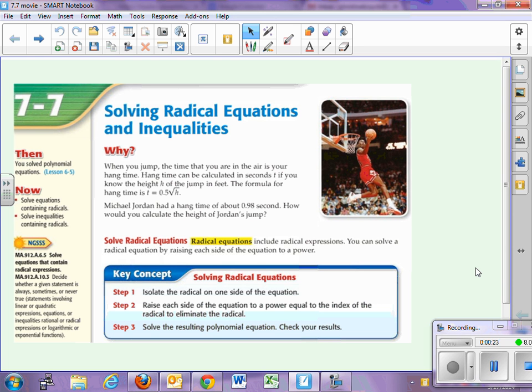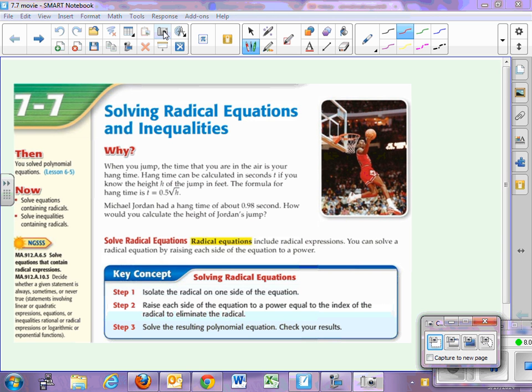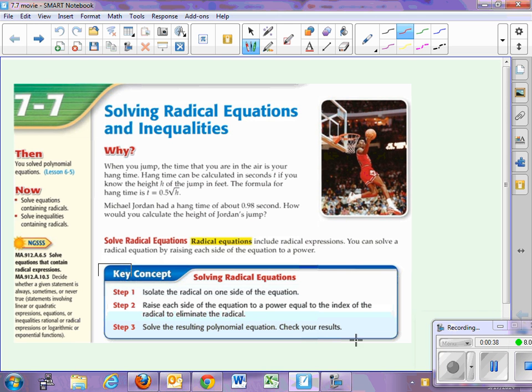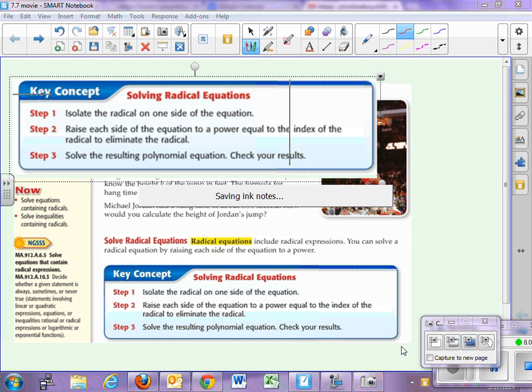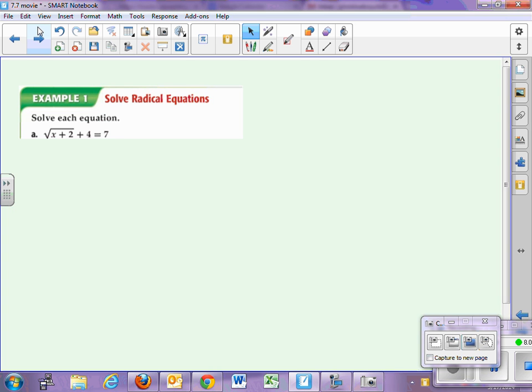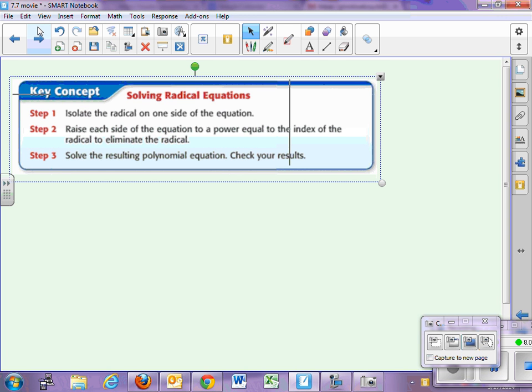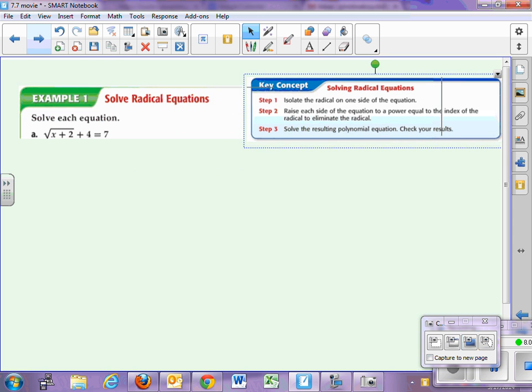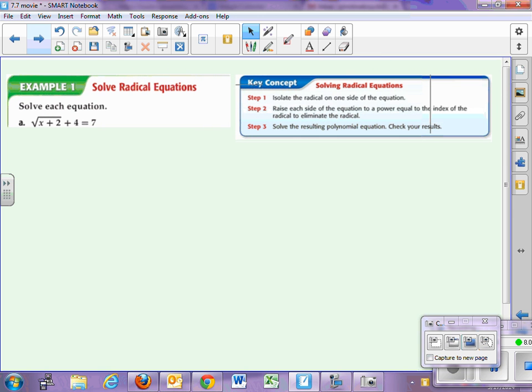Okay, so what we're doing is, when we're solving radical equations, these are the steps I'm going to be using. So I'm just going to cut them out and bring them with me in the next screens. All right, so what they recommend that we do is isolate the radical on one side of the equation. So let's start with example 1.